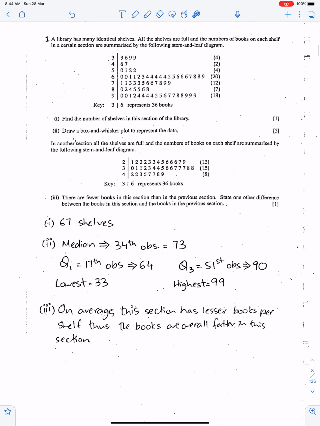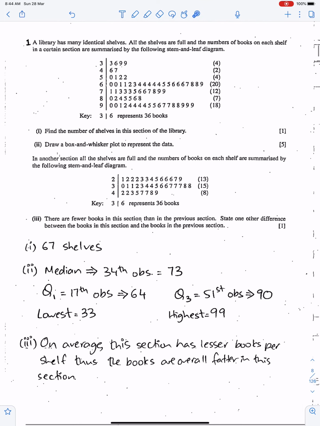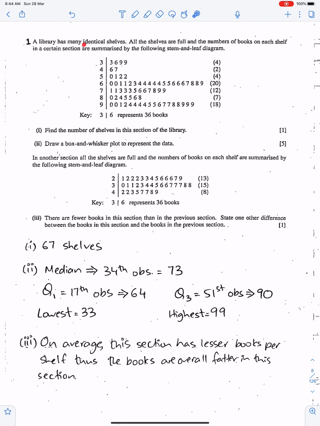Question number 1. Our library has many identical shelves. All the shelves are full, and the numbers of books on each shelf in a certain section are summarized by the following stem and leaf diagram. Find the number of shelves in this section of the library. You just need to get the total of this number. The total is 67. So there are 67 shelves.